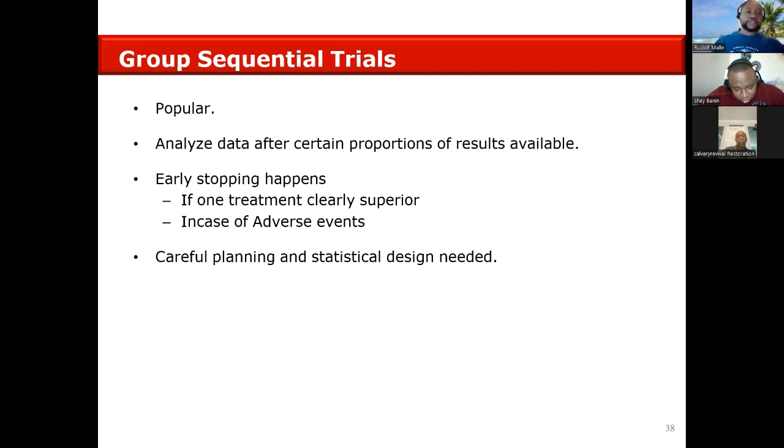Group sequential trials. They are popular, they analyze data after a certain proportion of results are available. So when a certain proportion of results becomes available, this is when we're reporting to the FDA. We are asking the question, do we want to report to the FDA when the study is completed, or want to be able to report to the FDA when the study is not completed, right? So at different times of the study, we can report the study.